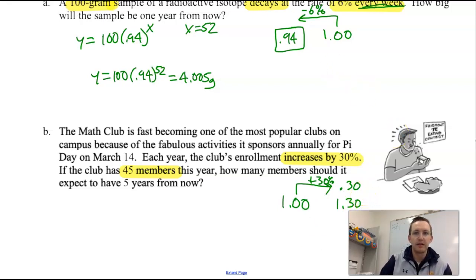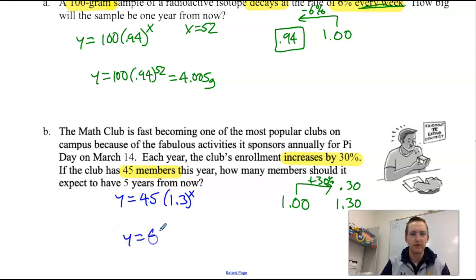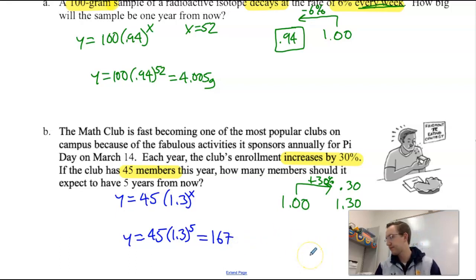So now let's write an equation. Y is equal to our A value, the number of members. So 45 members at the start times our multiplier of 1.3 raised to the x. To answer the second question, we just plug in 5 for x. So y is equal to 45 times 1.3 to the fifth power, and we would get 167 members. Wonderful. Part C.